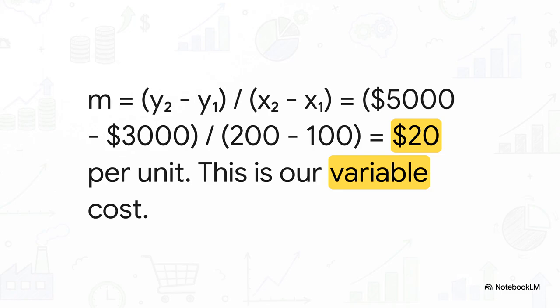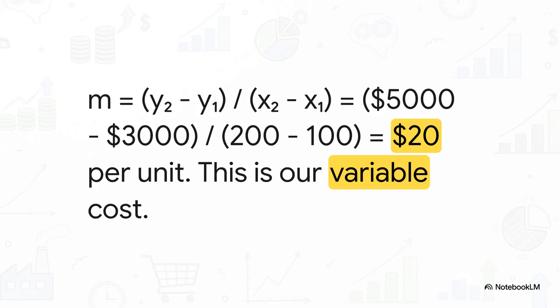Okay, step 1, let's calculate the slope. The formula is the change in y divided by the change in x. Let's translate that into business terms. It's the change in total cost divided by the change in units produced. So, our cost went up by $2,000 when our production went up by 100 units. The math is simple, right? $2,000 divided by 100 gives us a slope, an m of 20.